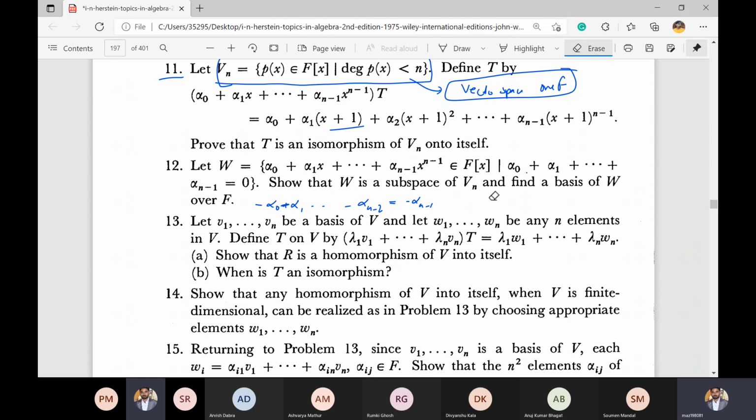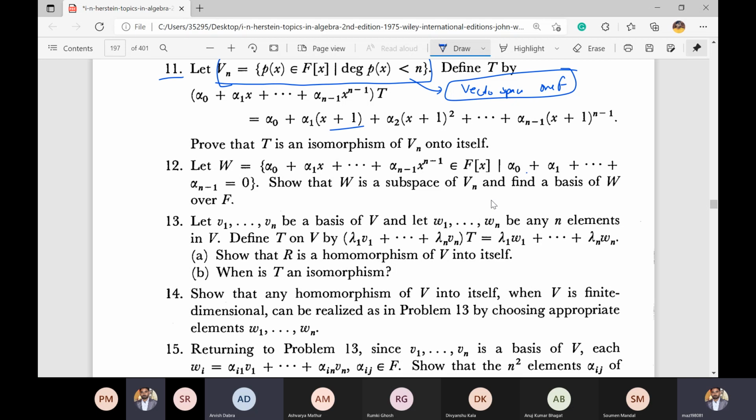Anyone else? Any approach for this one? How to solve or approach? So replace any of the scalars like alpha naught by minus alpha 1 minus this, then take alpha as common, then the basis will be x minus 1, x square minus 1, x to the power n minus 1.